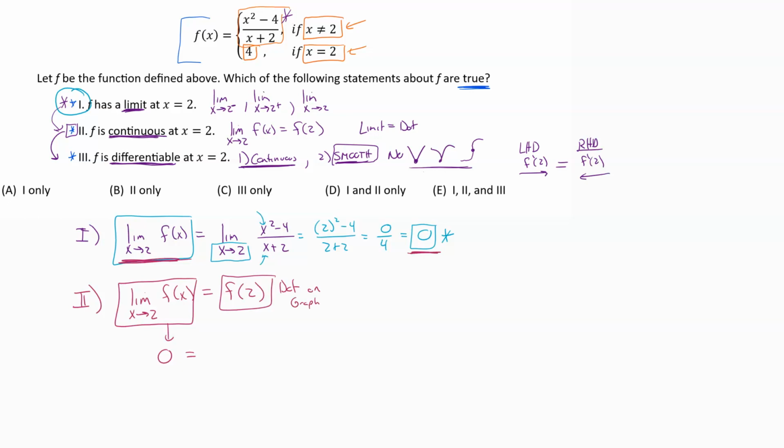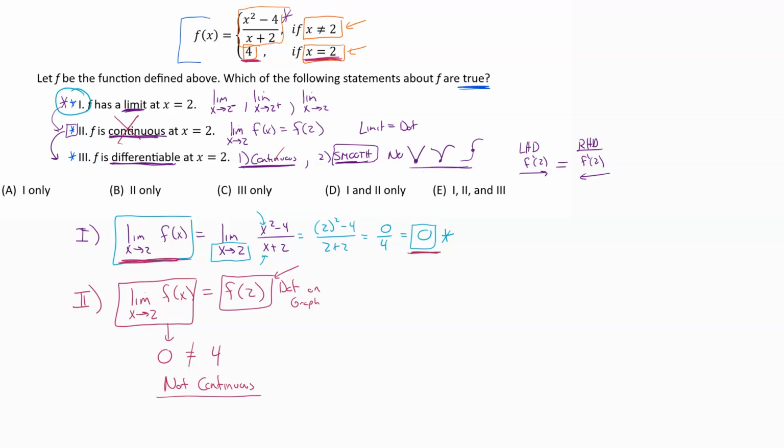Going back up to our piecewise function, we can see that when x equals 2, which is what we're looking at right here, the y value, the dot on the graph, would actually be at 4. And so that is saying that my limit does not equal my dot on the graph, and that immediately tells me that this is not continuous. If those two things were equal, then it would be continuous. And so right now I know that it's not continuous.